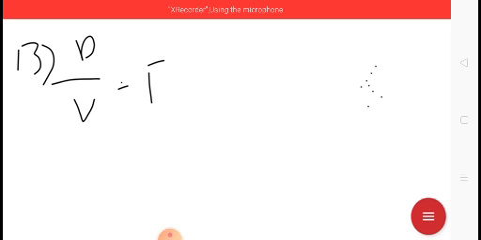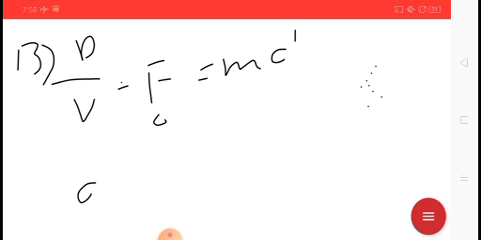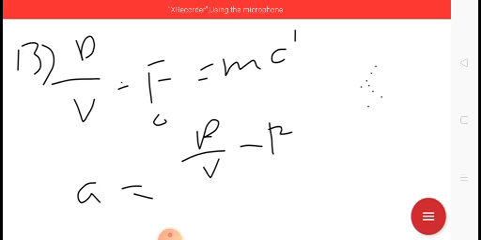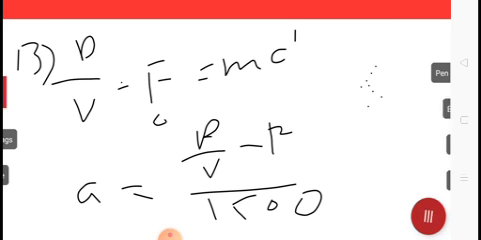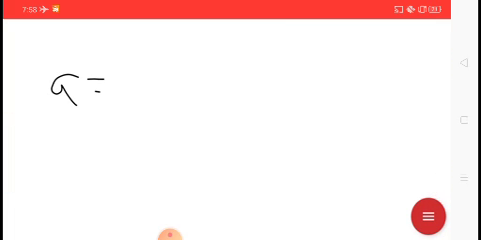Okay, so for this question you still use the formula P over V minus F equal to MA. So this is the opposite forces, so you can group A equal to P over V minus F over 1500. For this question, what kind of opposite force did you have? Now we put the values inside. The power you have is 200,000.